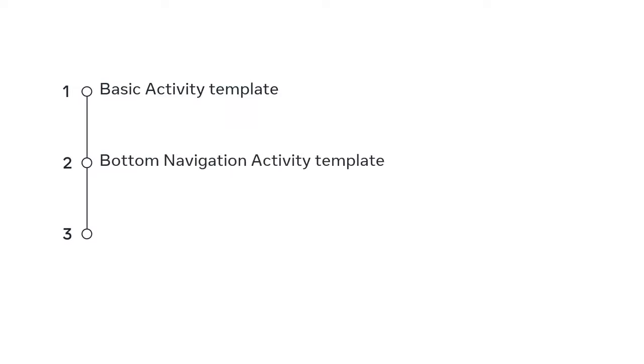Let's take a moment to explore a few of the templates available on Android Studio, namely the Basic Activity Template, Bottom Navigation Activity Template, and Empty Activity Template. The Basic Activity Template allows you to create a base code for your app that includes common user interface or UI components. This will form a base project to which you can add more code.